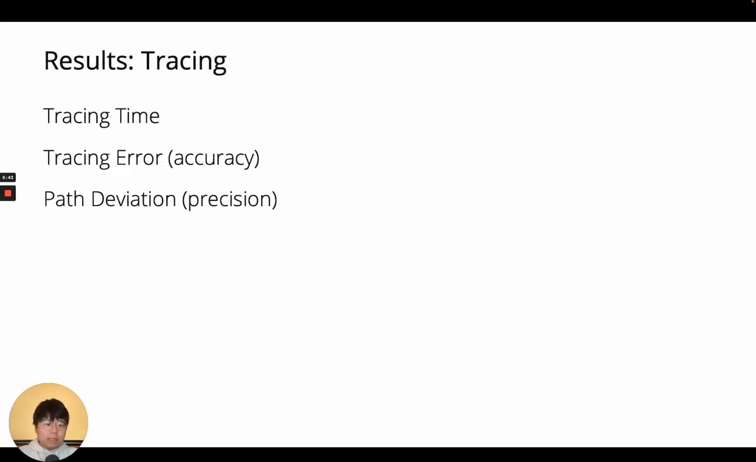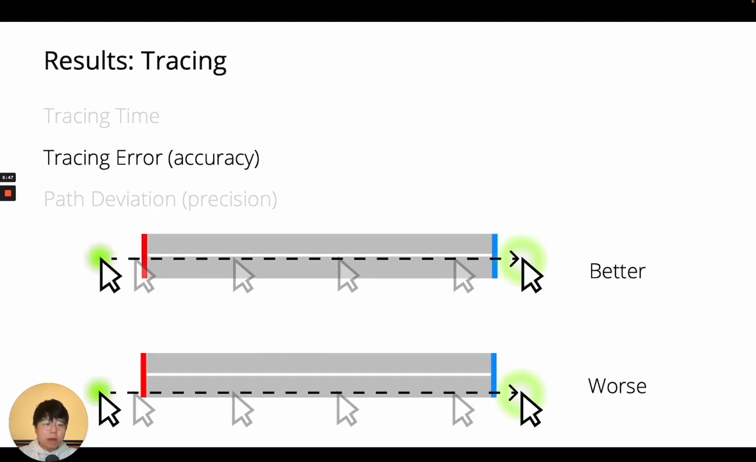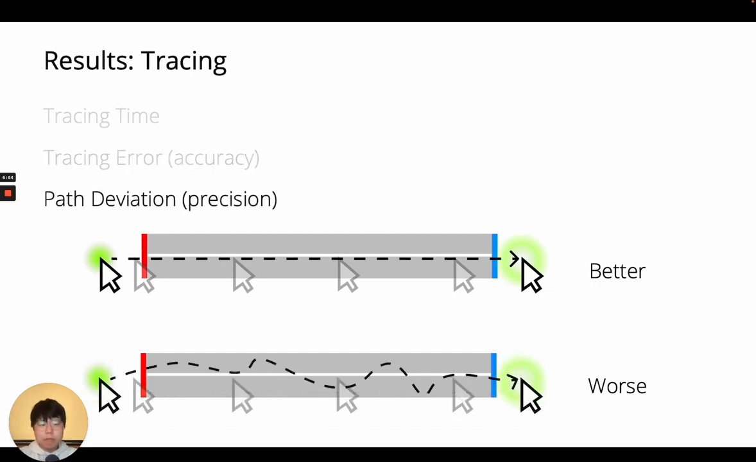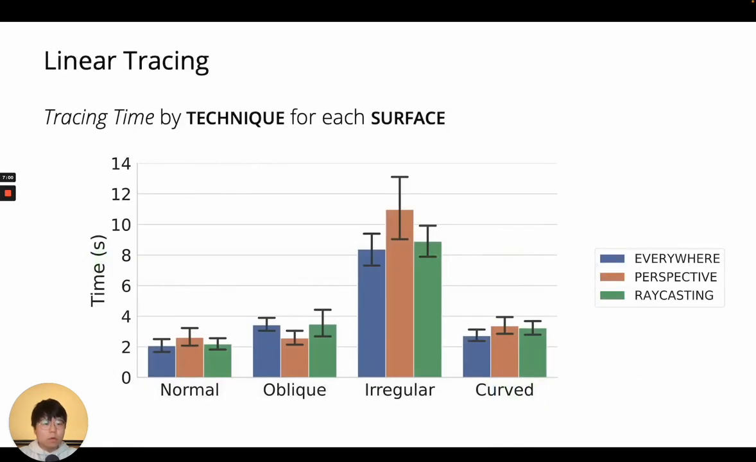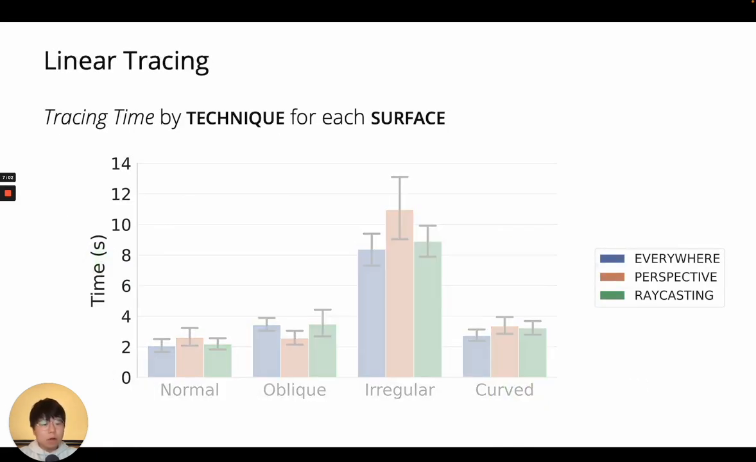For tracing tasks, we had two measures of performance on top of time. Tracing error is a measure of accuracy, showing how close the cursor trajectory was to the ideal path. Path deviation is a measure of precision, showing how jittery the trajectory was. So, with linear tracing, all techniques were, generally speaking, equally fast.